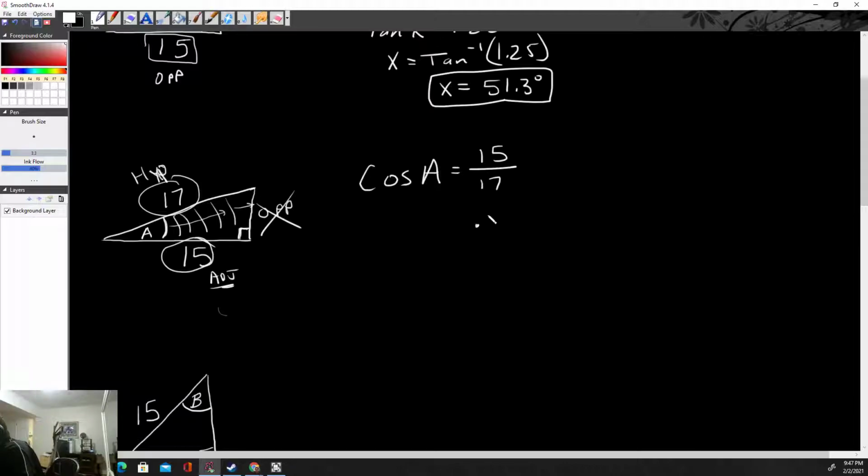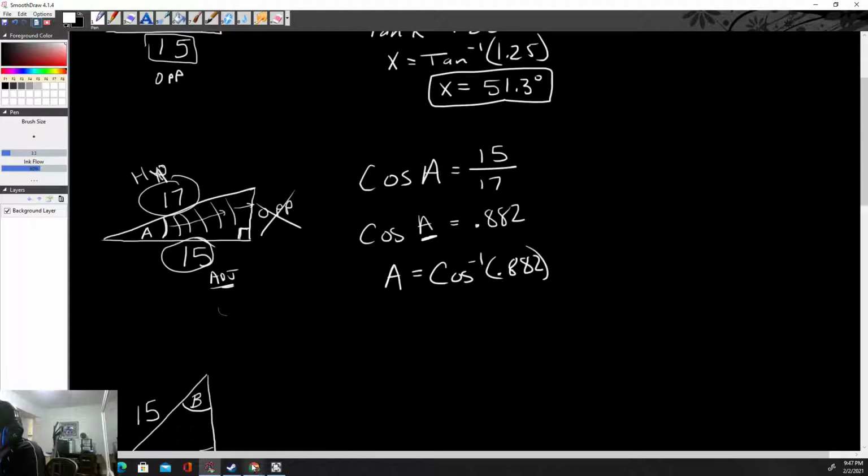So 0.882 is the cosine of that angle, the one we're talking about here. But remember, I don't want to know what the cosine of the angle is. I just want to know what the angle is. I just want to know this by itself. So A by itself is equal to cosine negative 1, which is the arc cosine, of that 0.882.